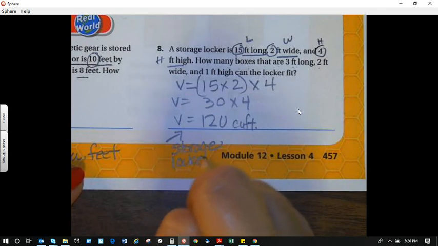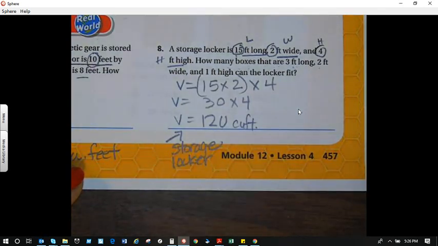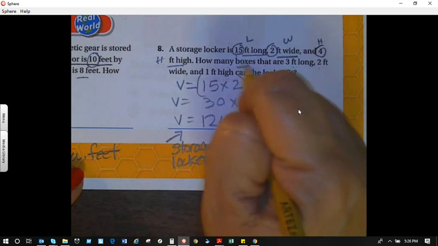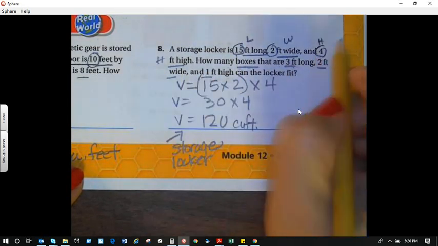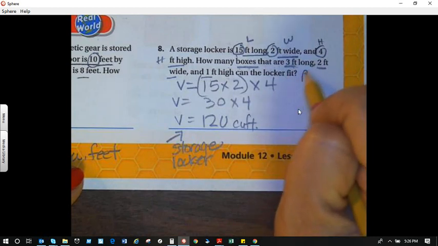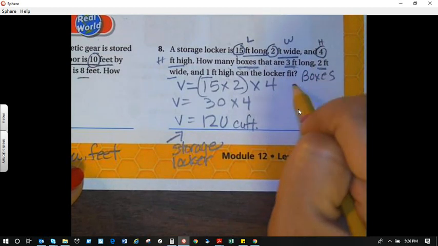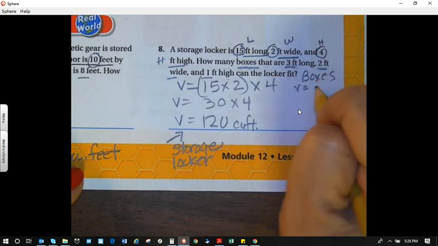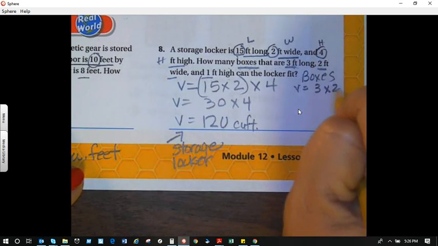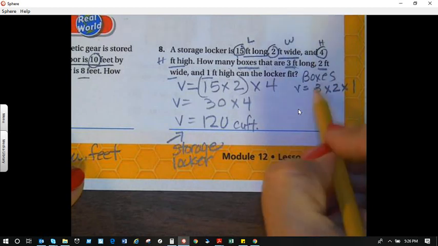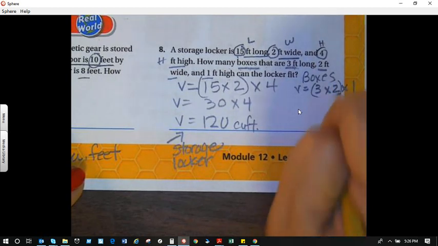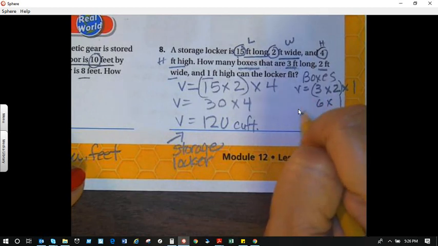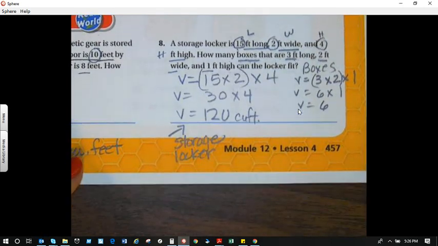Now we need to get the volume of the boxes, because it says boxes are 3 feet long, 2 feet wide, and 1 foot high. So I'm going to put boxes here, and the volume of the boxes is 3 times 2 times 1. So 3 times 2 equals 6. Put that in parentheses. 6 times 1, volume equals 6. Now I need to divide.